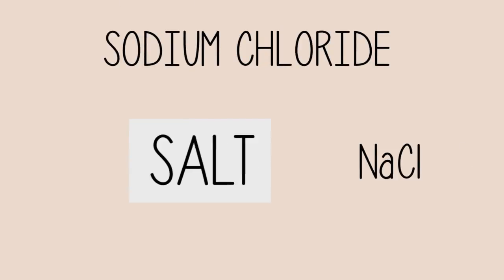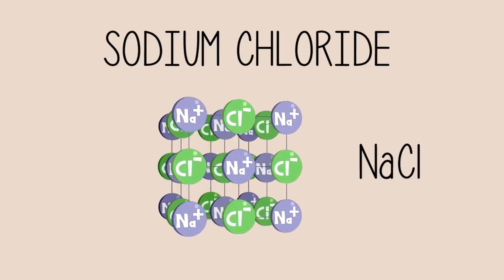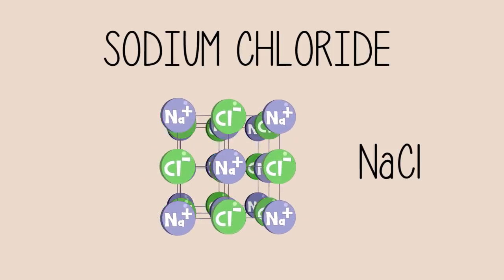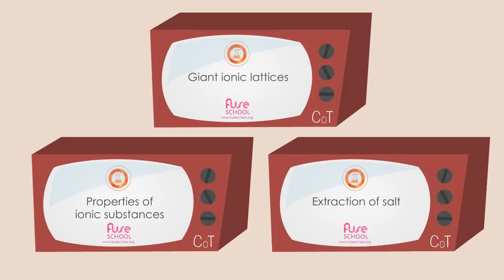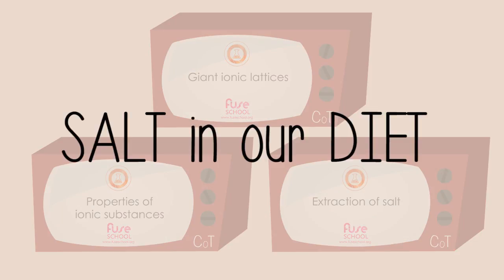You may already know that salt is the common term for sodium chloride, which is an ionic compound consisting of sodium ions and chloride ions, arranged in a 3D lattice structure. You can learn more about the properties and the extraction of salt in other videos on this channel. In this particular lesson, we will concentrate on the importance of salt in our diets.